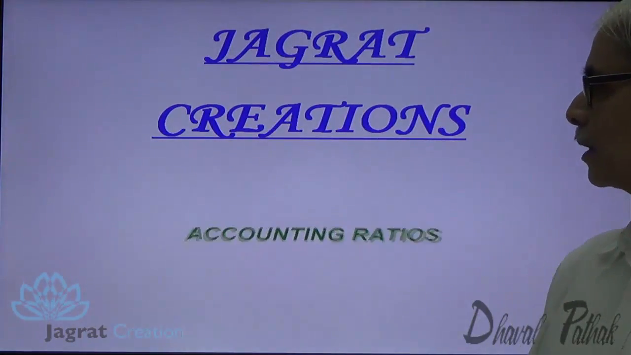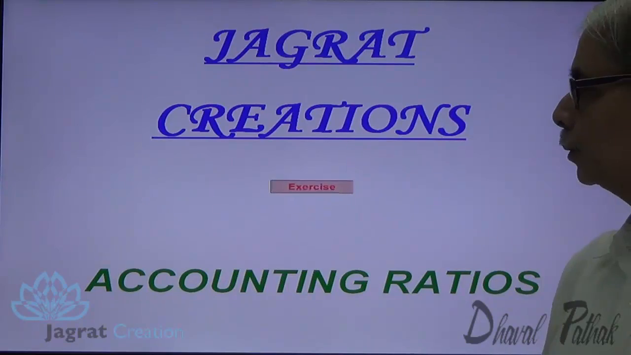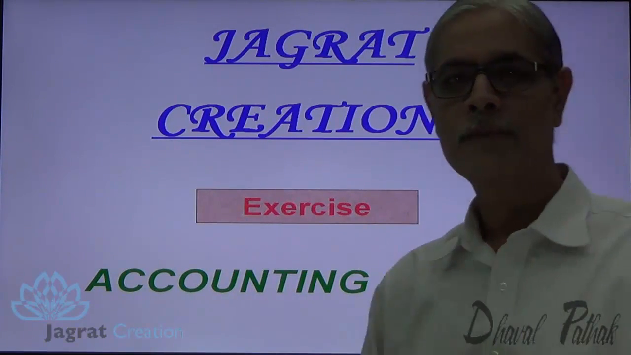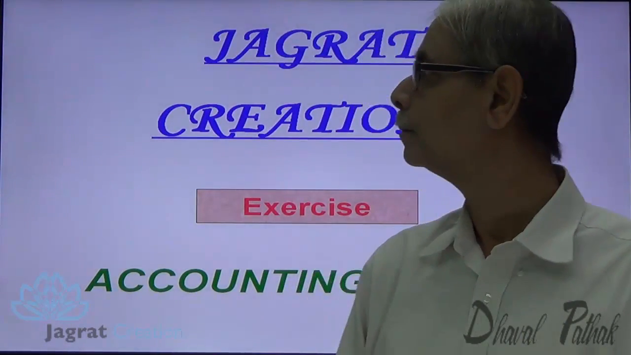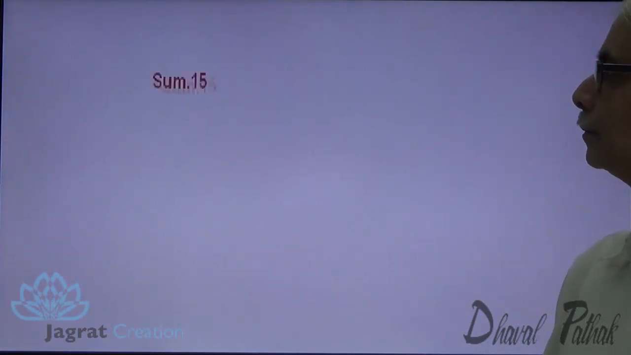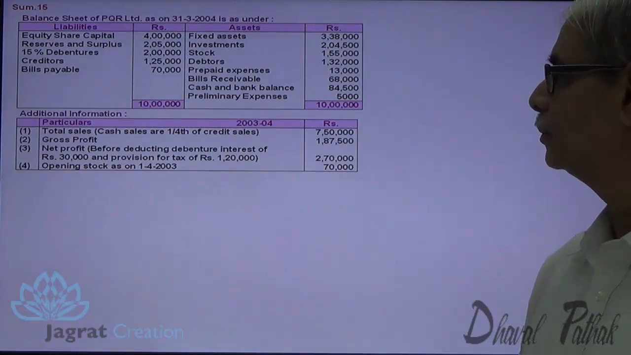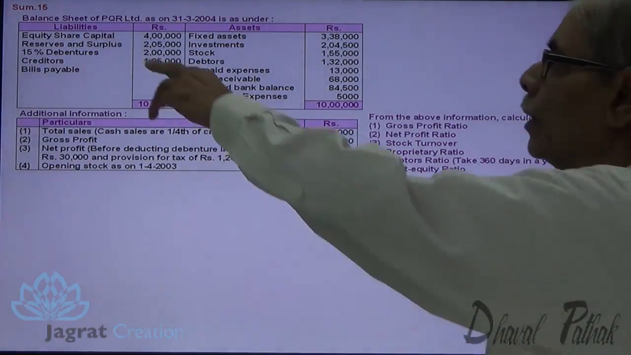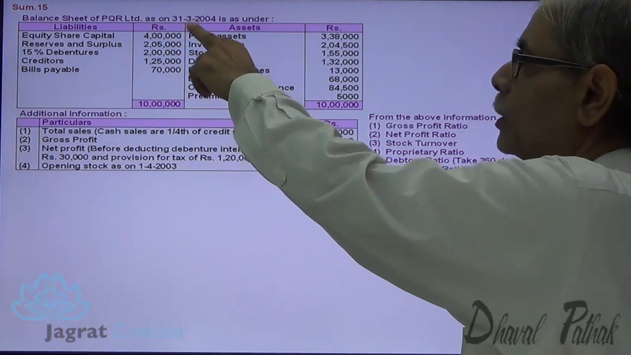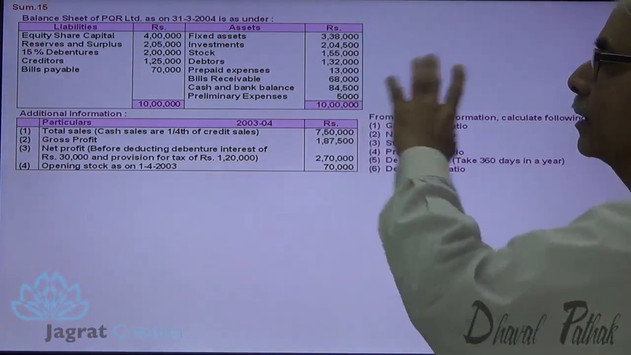Now I wish to take care of one sum from an exercise. The exercise is from the chapter on accounting ratios. Observe the sum on the screen. The balance sheet of P.Q.R. Limited as on 31/3/2004 is as under.